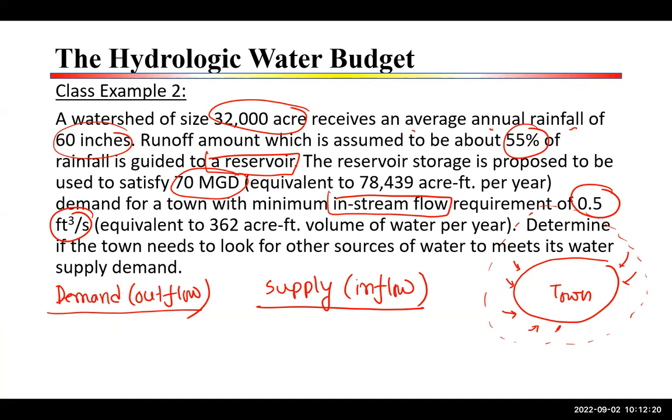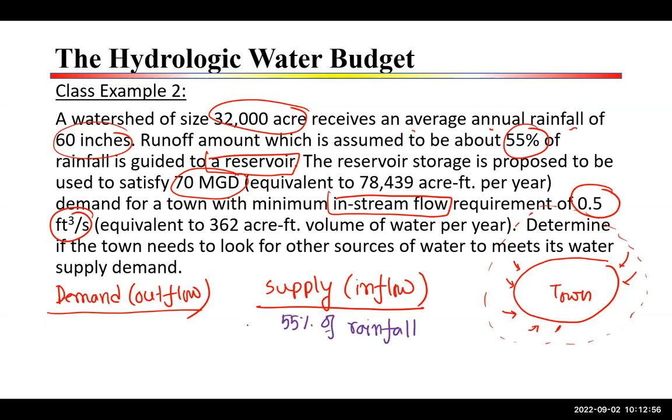We are getting 60 inches of rainfall, but obviously we are not using all of those. There will be some infiltration, some evaporation and everything, but 55% of that rainfall is actually going to a reservoir for the water supply purpose. So what is actually the inflow here? That 55% of that rainfall is actually the supply of this water, like the town, right?